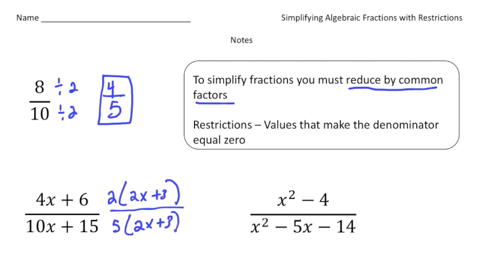So if you notice, both the numerator and denominator have a common factor of 2x plus 3. So I'm allowed to cross those off. And what's left over is 2/5. And 2/5 is our answer.